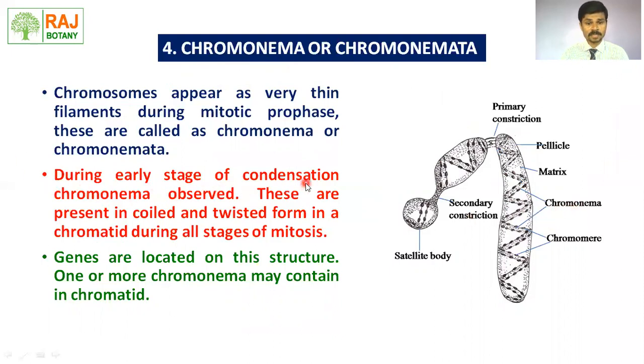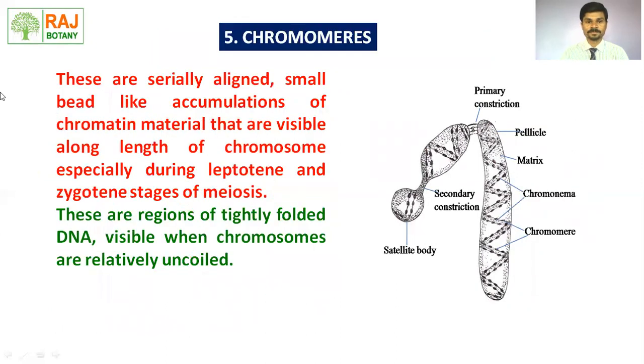During the early stage of condensation, chromonema are observed, and these are present in coiled and twisted form in a chromatid during all stages of mitosis. Very important point: genes are located on this structure. One or more chromonema may be contained in a chromatid. Then chromomeres. These are serially aligned small bead-like accumulations. Here you can see the bead-like accumulations on the chromonema, and these are called chromomeres.